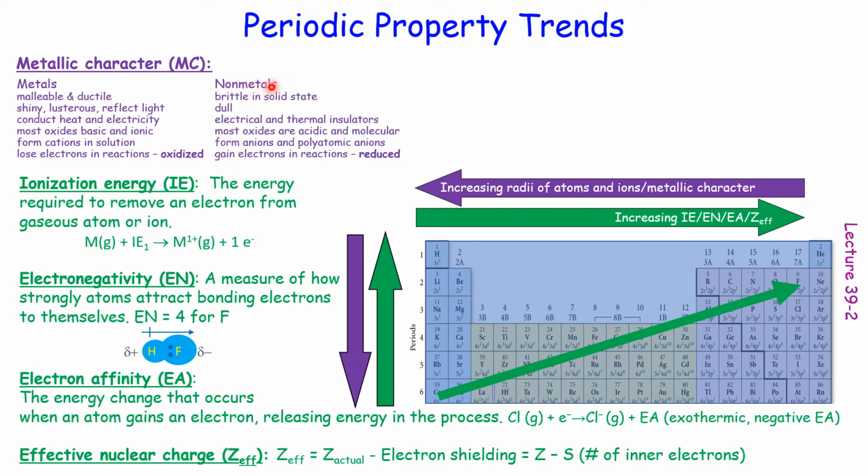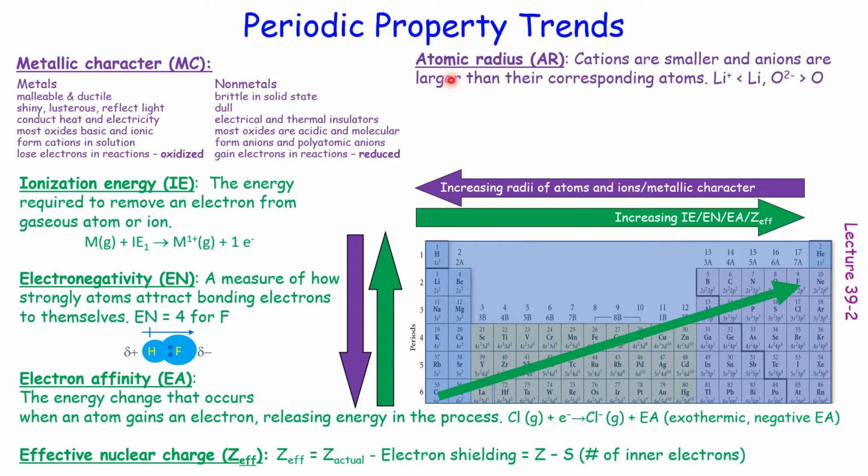And those are the nonmetals. Of course, nonmetals behave oppositely. For example, while metals are malleable and ductile, the nonmetals are brittle in solid state. Metals are oxidized, nonmetals are reduced, so they gain electrons.